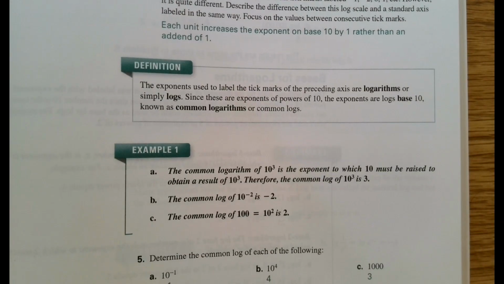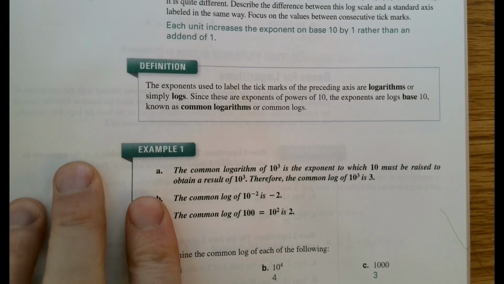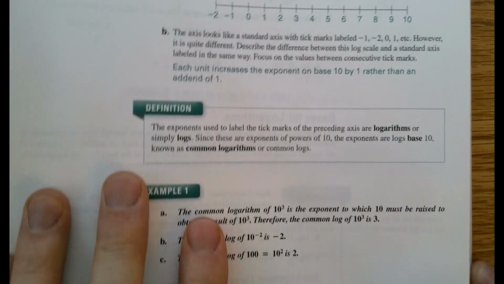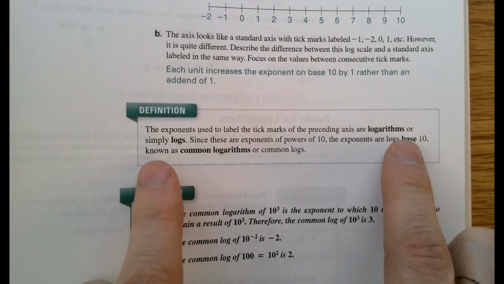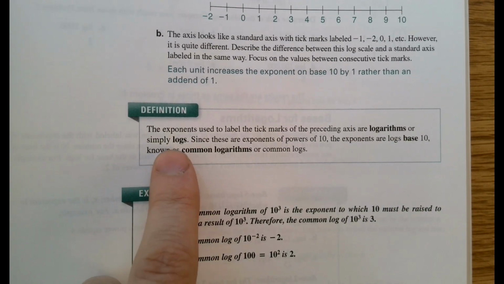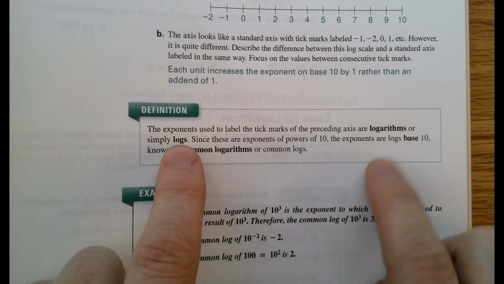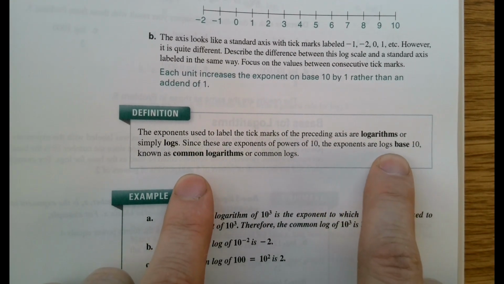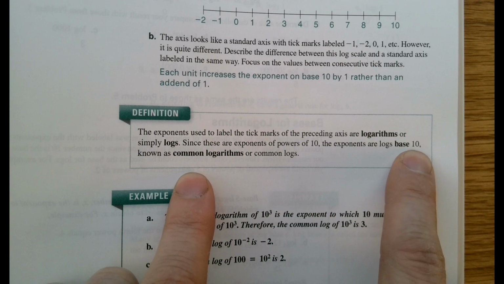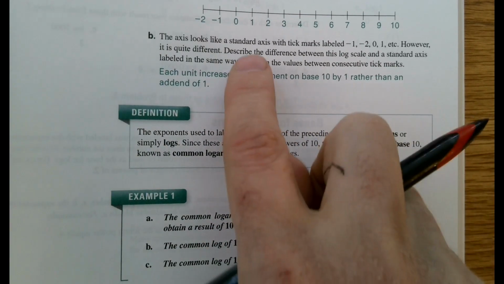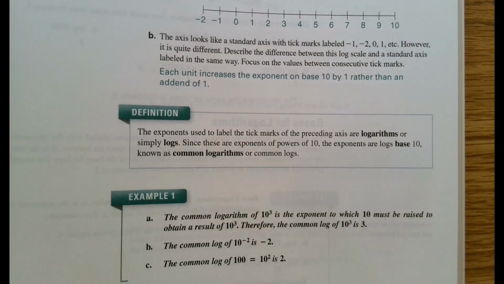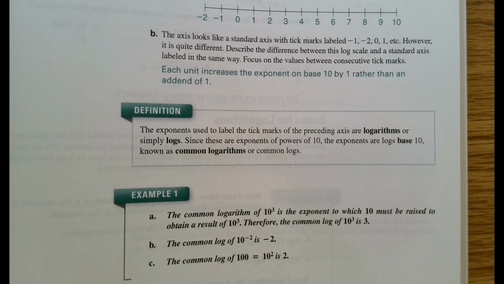All right, so let's figure out what in the world this logarithmic thing is that we're talking about. The exponents used to label the tick marks of the preceding axis are logarithms, or more simply, we just say logs. That's the abbreviation of a logarithm. Since these are exponents of powers of 10, the exponents are logs base 10, because each one came from 10 raised to whatever that power is. We call those a common logarithm or common logs.